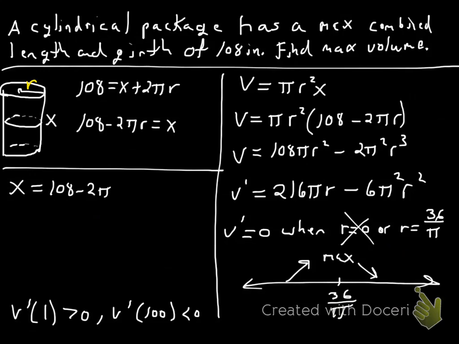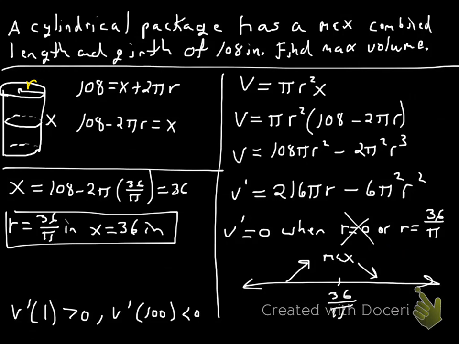And then we already have x is equal to 108 minus 2 pi r. We know what r is. It's 36 over pi. Okay, and there's our dimensions. That's going to maximize volume and meets the restrictions of the girth requirement.